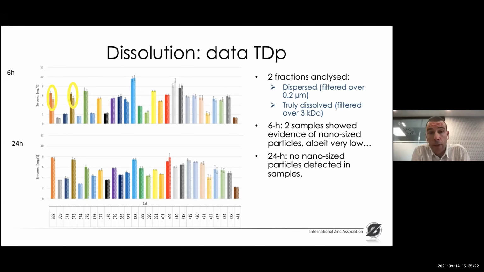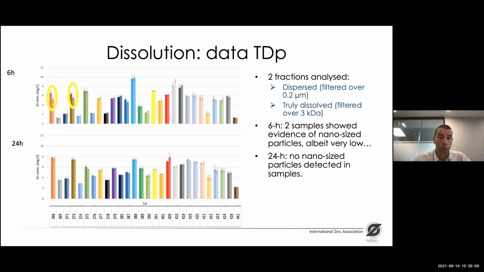First of all, the tier 1 data from the transformation dissolution protocol: 24 hours, loading rate of 100 milligrams zinc oxide per liter. Two different fractions have been measured. One is the so-called dispersed fraction, a sample which has been filtered over a 0.2 micrometer filter, and then the so-called truly dissolved fraction, which is filtered over 3 kilodaltons. You see results after 6 and 24 hours.